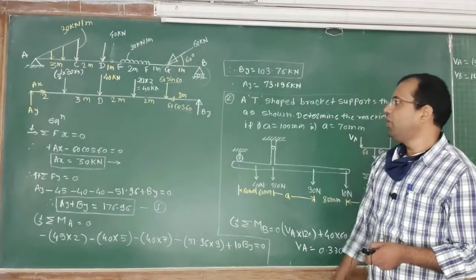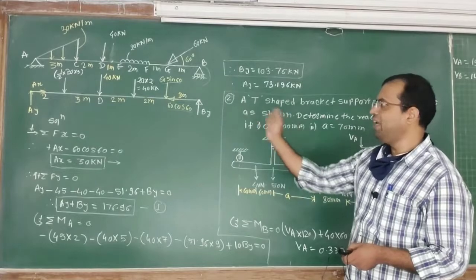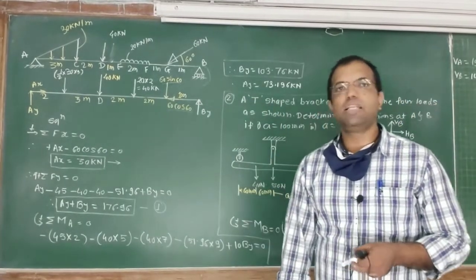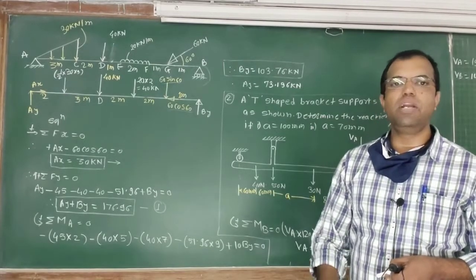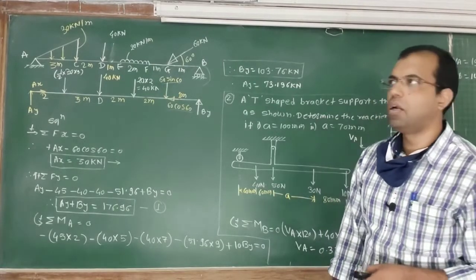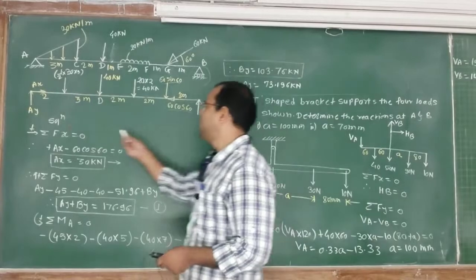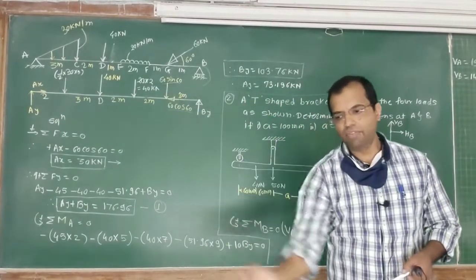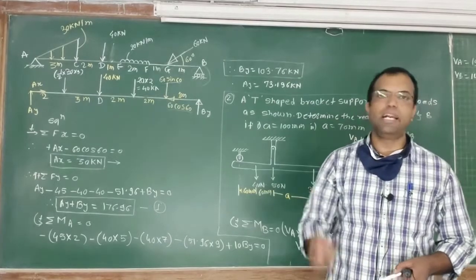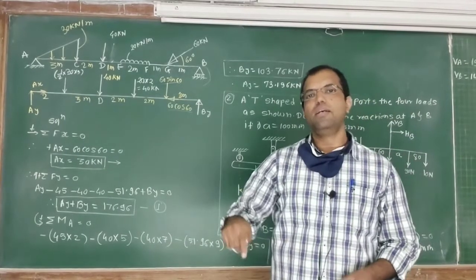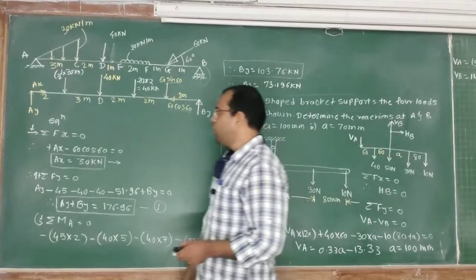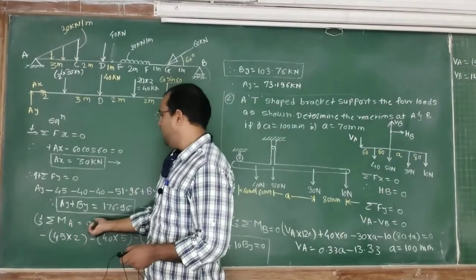For that, you can choose the moment center anywhere on this beam. Always remember that where there is the maximum number of unknowns, there you have to choose the moment center. For simplicity, I have chosen the moment center at A, and my sign convention is anti-clockwise moment is positive and clockwise is negative. So moment about A equal to 0.